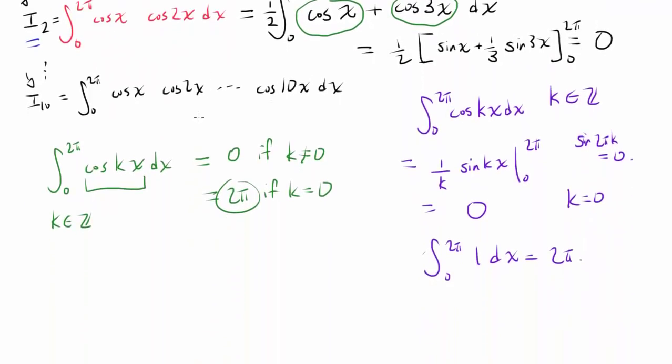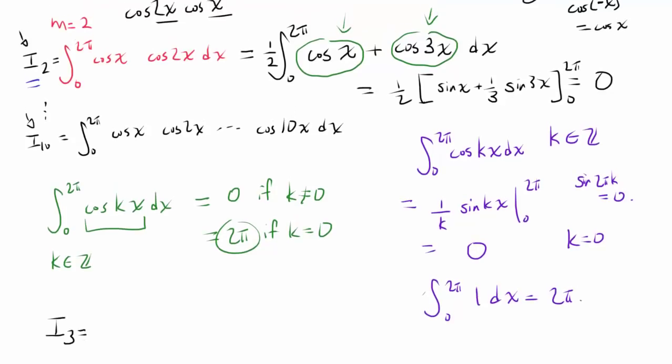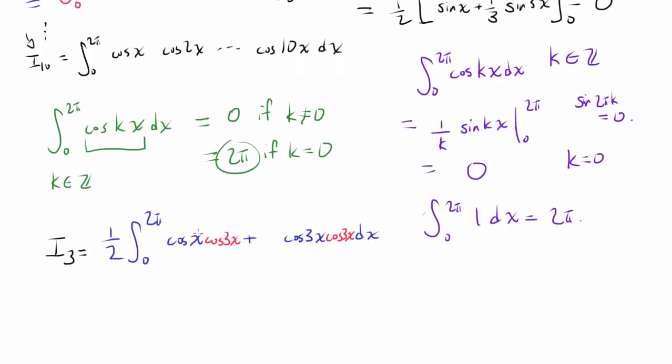So let's experiment just a bit more. Let's look at I sub 3. For I sub 3, we're going to start with I sub 2. So we're going to have 1/2 the integral from 0 to 2 pi of cosine of x plus cosine of 3x dx, but we're multiplying the integrand by cosine of 3x. So we are multiplying by cosine of 3x what we used to have in I sub 2. And what is this going to get us?